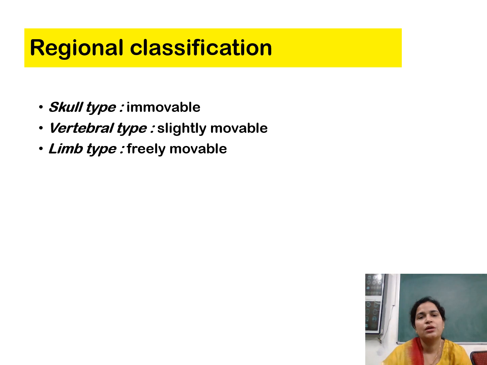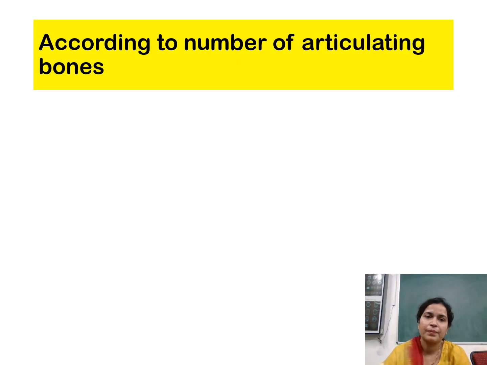Skull type, that is the immovable joint, means fibrous joints, so it is compared with the fibrous joints, like the joints of the skull. Vertebral type means the cartilaginous type of joints, the secondary cartilaginous type of joint. For example, between the bodies of the vertebrae there is the intervertebral disc, slightly movable. Limb type is freely movable.